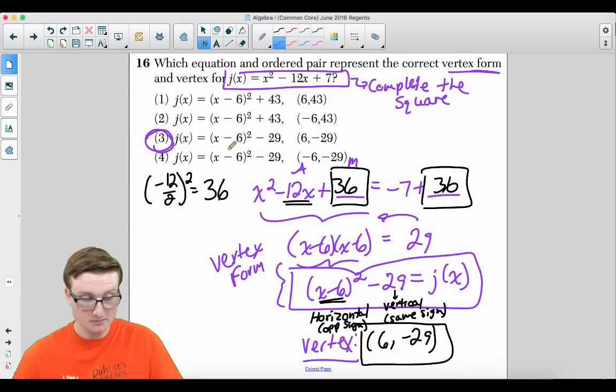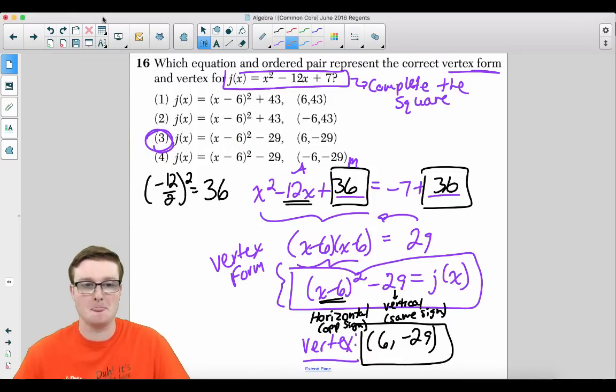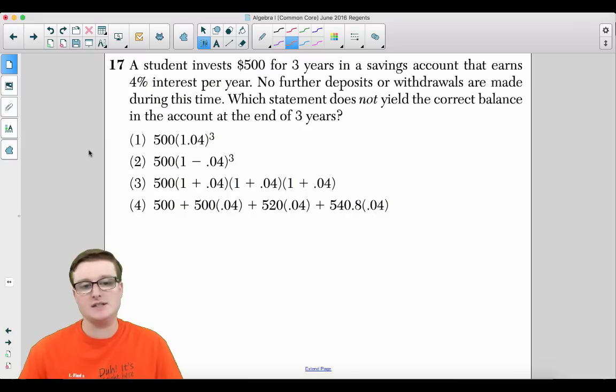All right, moving on to 17. Here we go. A student invests $500 for 3 years in a savings account that earns 4% interest per year. No further deposits or withdrawals are made during this time. Which statement does not yield the correct balance in the account at the end of 3 years?